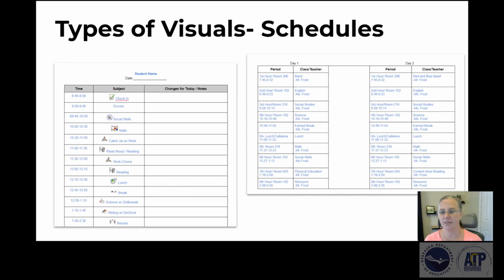So, 8:45 to 9, 9 to 9:45. And it's going to break down, there's check-in, there's encore, there's social skills, there's math, so a student can see what's coming next in their day. This particular student benefited from also having the visual picture there, so it wasn't always just words. At a glance, they could utilize the picture. And this student also really did well if they knew if something had changed, if something was going to be different in any one of those classes. So in this schedule, we allowed room to be able to write in any changes that could be happening throughout the day.